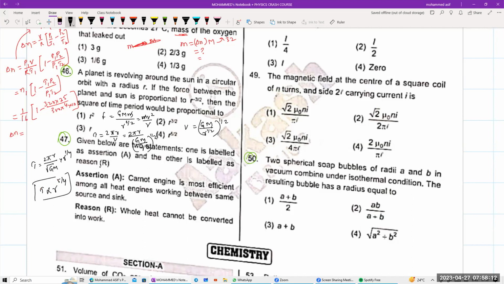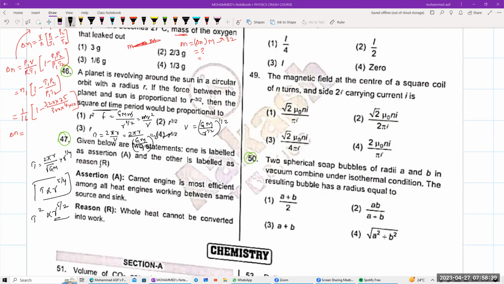Good question beta this also. 5 by 4 मतलब कहाँ पर आ रहा है? T is directly proportional to r^(5/4). उसने पूछा क्या है? T square, square of the time period पूछा है ना, इसको square कर दीजिए. So T square is proportional to r to the power of 5 by 2. So fourth option will be the answer. Again good question beta. थोड़ा tricky है, but still you can do it out.